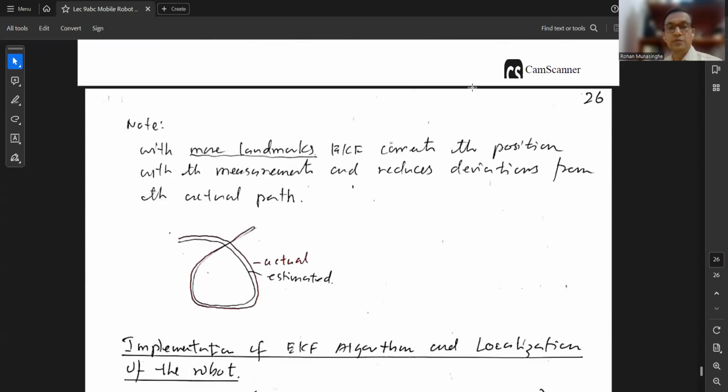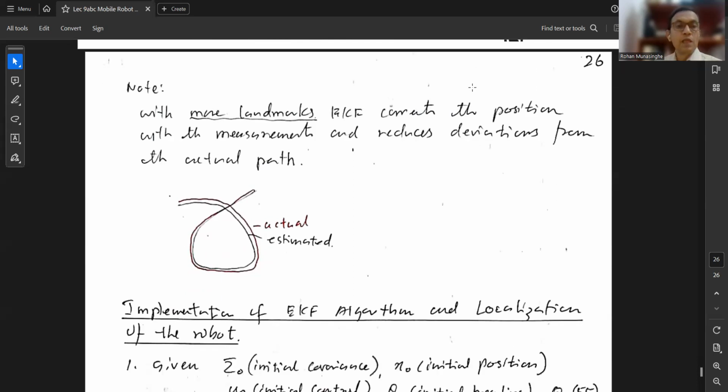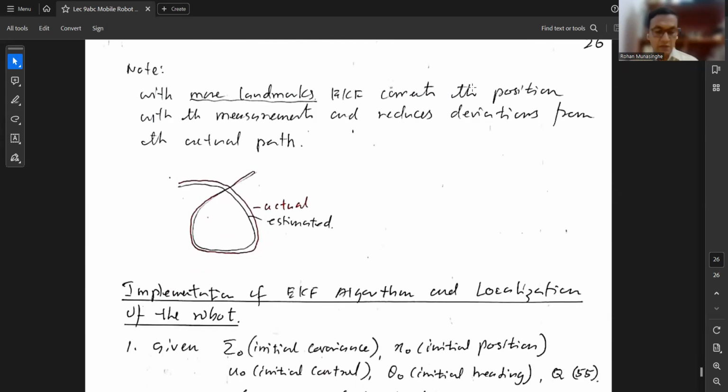Now we have come to probably the last slide. With these nonlinear equations and also with their partial derivatives, we can implement the extended Kalman filter, and we can improve the accuracy. Now here is just an illustration. Actual path of the robot in red color and estimated path in black, very close to each other. Okay.